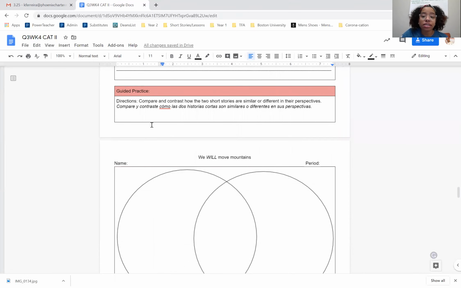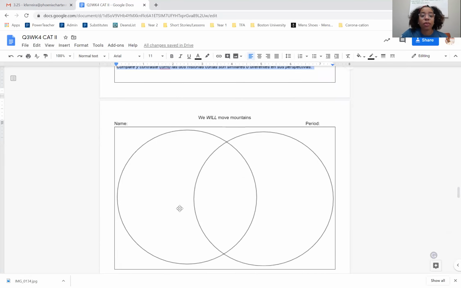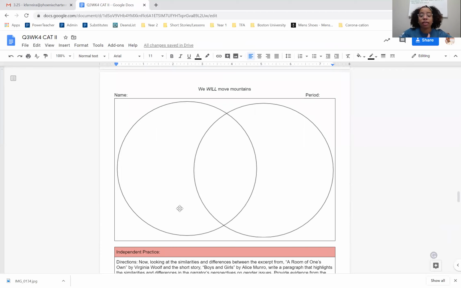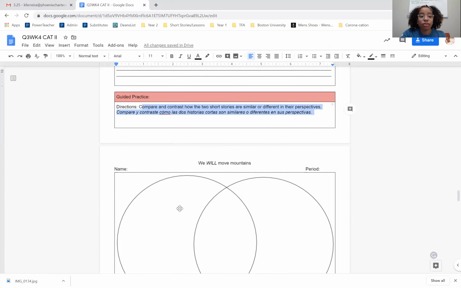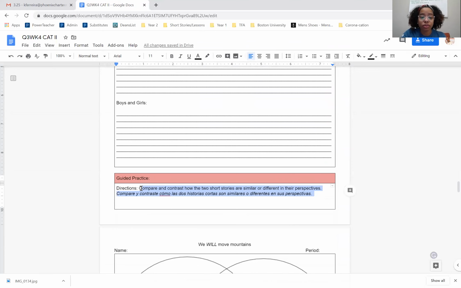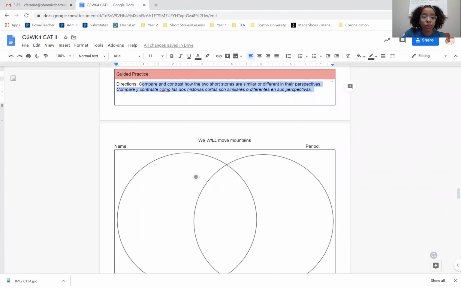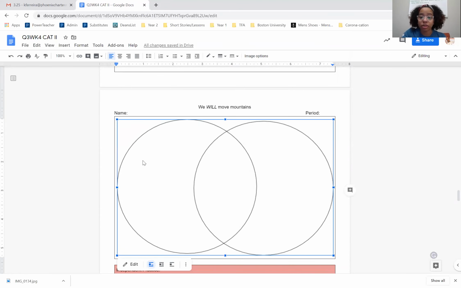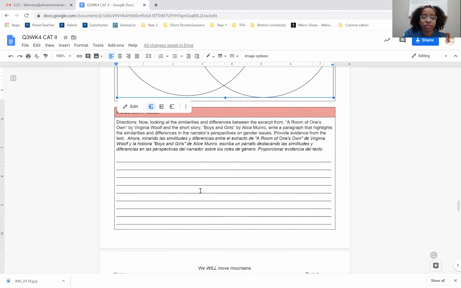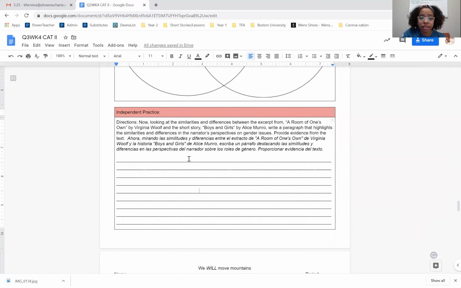Then we are going to, because this is the prompt that we will be focusing on, compare and contrast the two short stories. I want you to compare and contrast the perspectives of the narrators in both of the short stories. So for A Room of One's Own, on the left-hand side, you will tell me all about the narrator's perspective. On the right-hand side, it will tell me all about Boys and Girls, the narrator's perspective. And the middle, of course, it's a Venn diagram. You will write the things that are similar between the two. You will do that, right? Just brainstorming it very quickly.